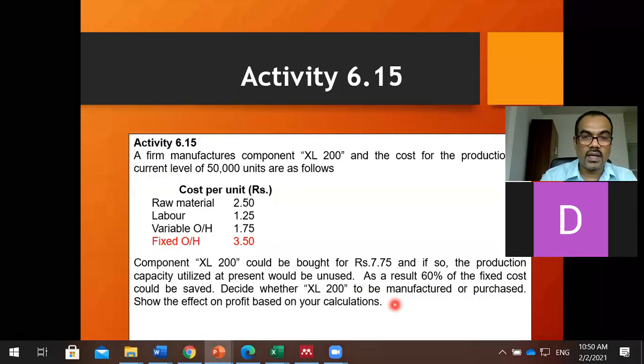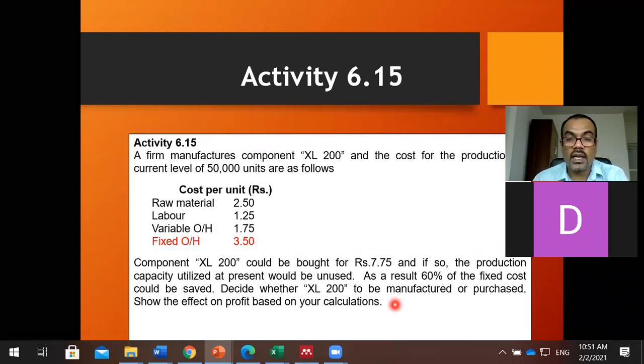Then quickly, the last question. I think you have a lecture, so quickly take this. Ask the company, 200 could be bought at 775. If so, the capacity utilized at present would be unused. So if you do not accept it, this is unused. As a result, 60% of the fixed cost could be saved if you are not going to use it.